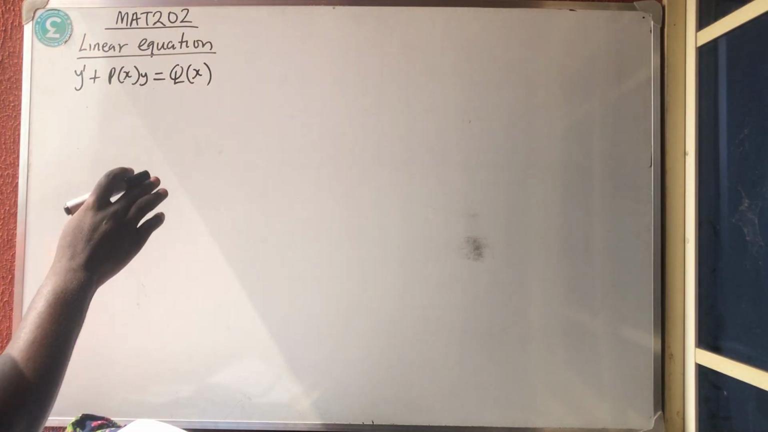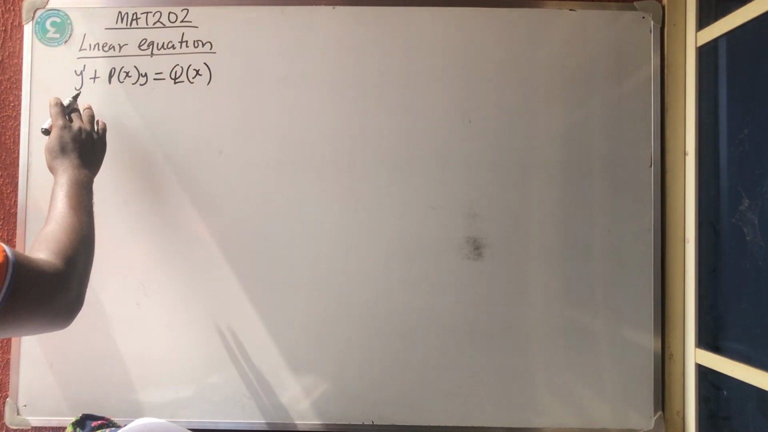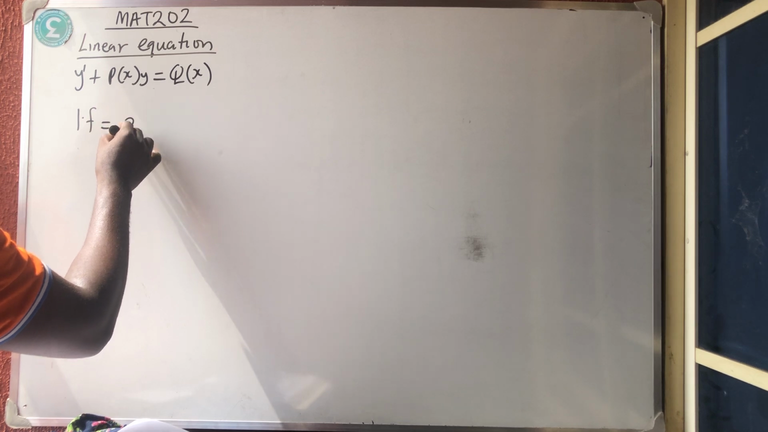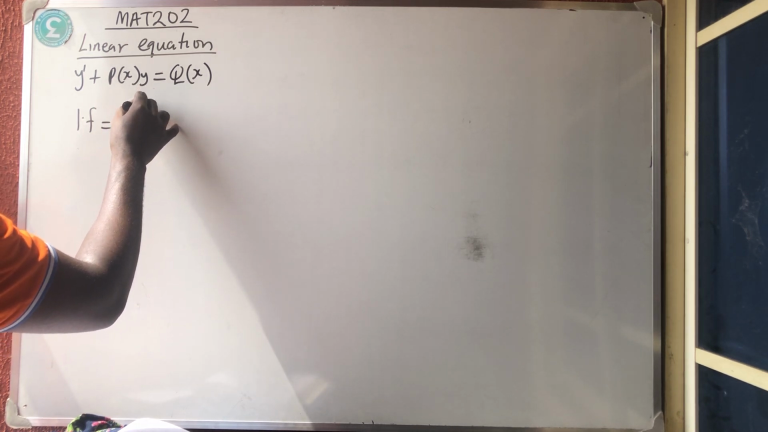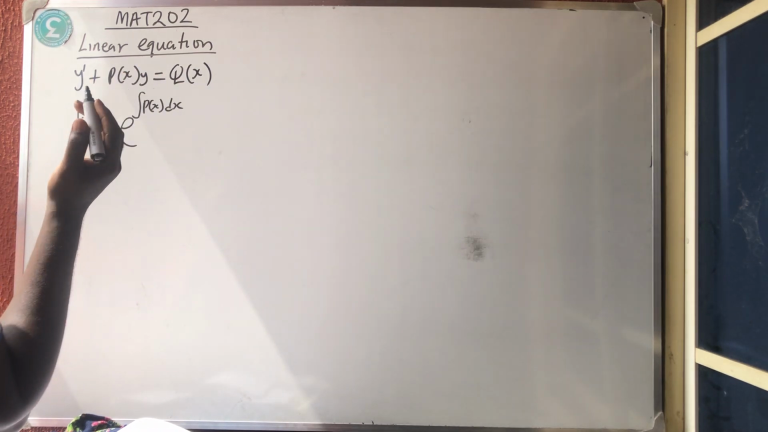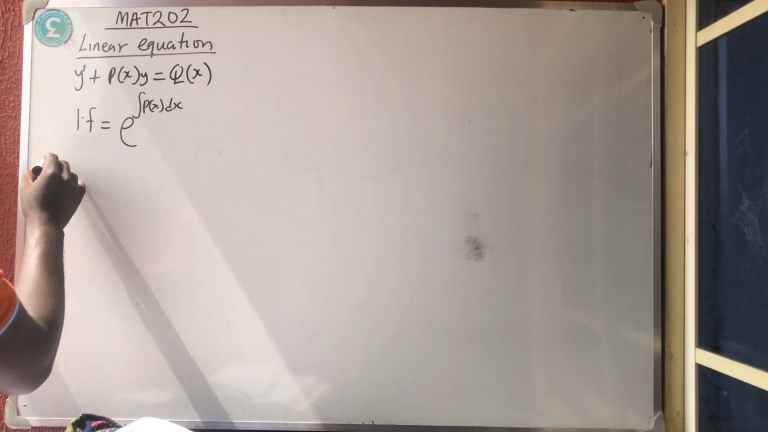Once you have a linear equation like this, which is the simplest form of a differential equation, the only thing you do is get what is called the integrating factor. The integrating factor is equal to e raised to the power of the integral of p of x dx. That's all.